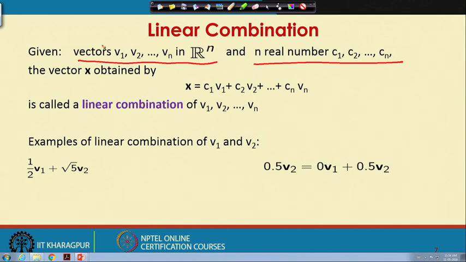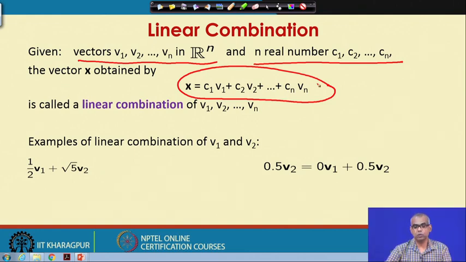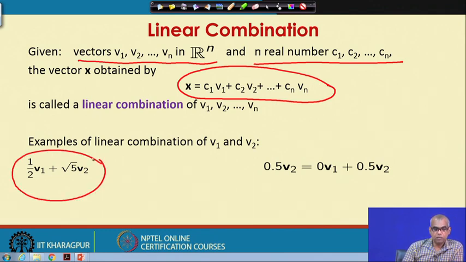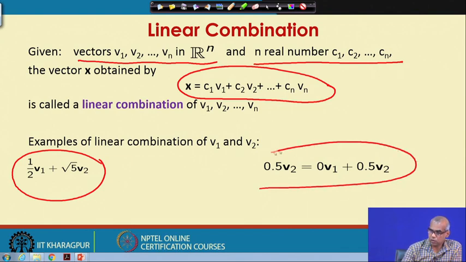That means, the vector x obtained as C1 into v1 plus C2 into v2 plus C3 into v3 up to Cn into Vn is called a linear combination of vectors v1, v2, v3 up to Vn. Examples of linear combinations of v1 and v2 may be 0.5 v1 plus say square root 5 v2, 0.5 v2 equal to 0 into v1 plus 0.5 into v2.